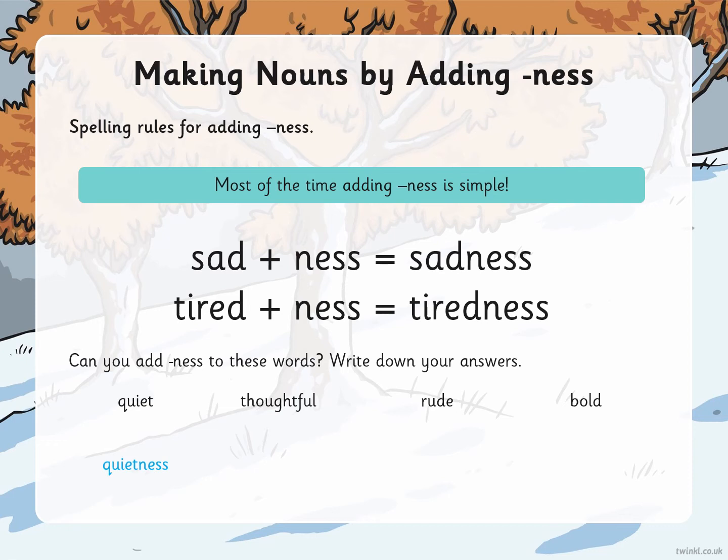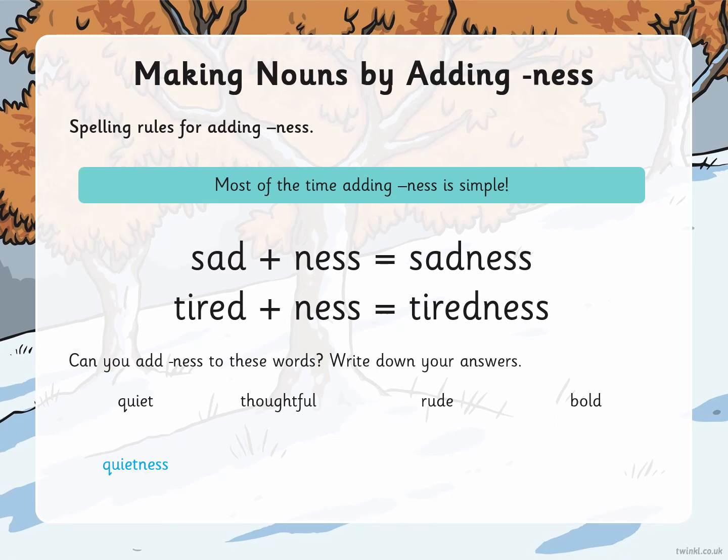What we want you to do now is look at the words on the screen. We've got the words quiet, thoughtful, rude and bold. We want you to pause the video here and add the ness suffix onto these words and write down your answers. The first one has been done for you. So quiet would become quietness by adding the ness suffix onto the end of that root word. Pause the video here and have a go at the other three words.